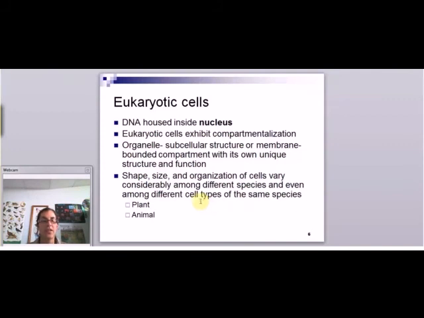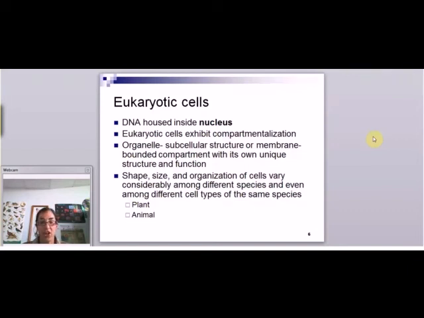Eukaryotic cells, their key difference is that they have DNA inside of the nucleus, but they're also going to have all these organelles, and that's this term compartmentalization. So organelles are these subcellular, so smaller than the cell structures, that are surrounded by membrane, and again, kind of like organs, they have specialized structures and functions.